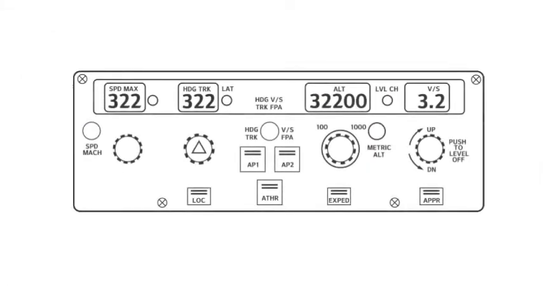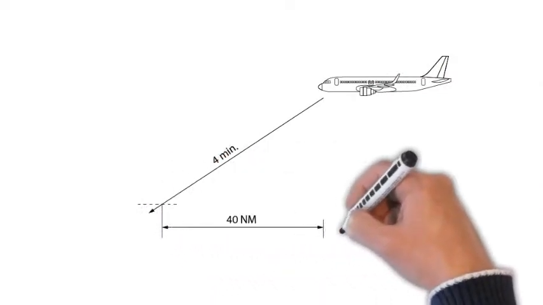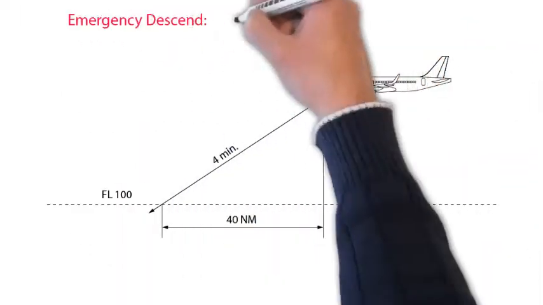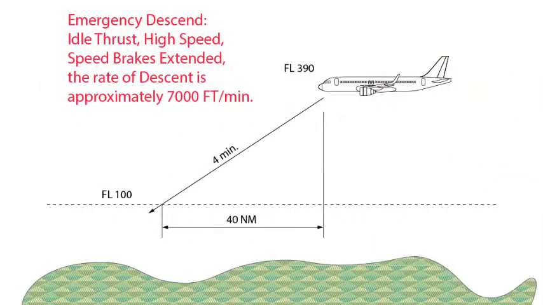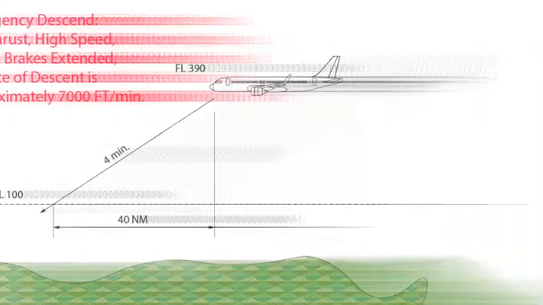To initiate the emergency descent, the use of autopilot and auto-thrust is highly recommended. When in idle thrust, high speed and with speed brake extended, the rate of descent is approximately 7,000 feet per minute. To descend from flight level 390 to flight level 100, it takes approximately 4 minutes and 40 nautical miles.